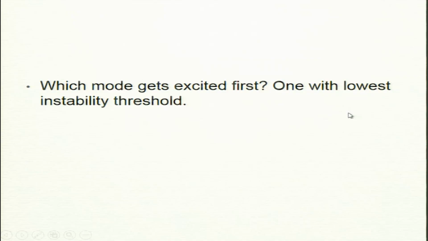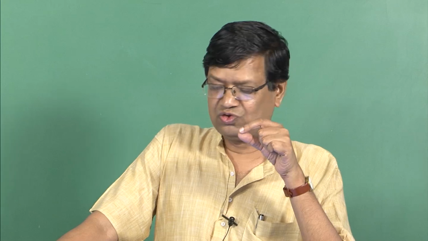Okay, so it is a good starting point for also studying the later part of Rayleigh. Now, a few things which were asked during the class. Which modes get excited first? So, the many Fourier modes. Our analysis tells you that among many modes, one of them is most unstable, the one with the lowest instability threshold, right.